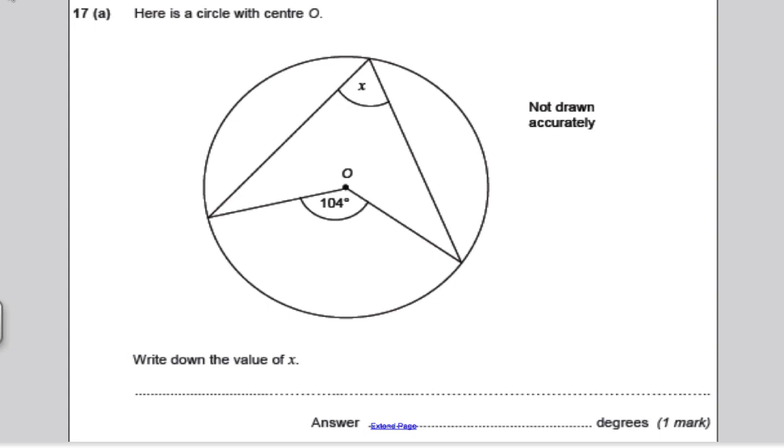Okay, same rule again: angle at centre is twice the angle at the edge. This time you have to halve it because you want the angle at the edge, so x must equal 104 divided by 2. The answer is 52 degrees. And again, if they've asked for a reason: angle at centre twice angle at circumference. Okay, next question. Pause the video, have a go.